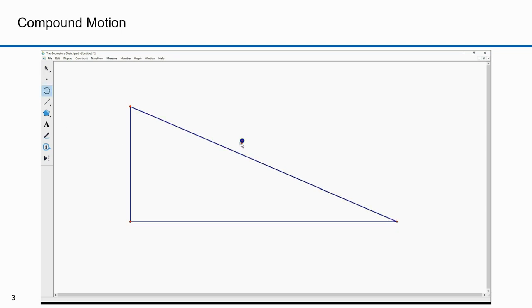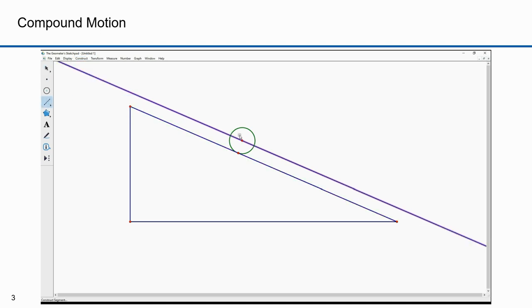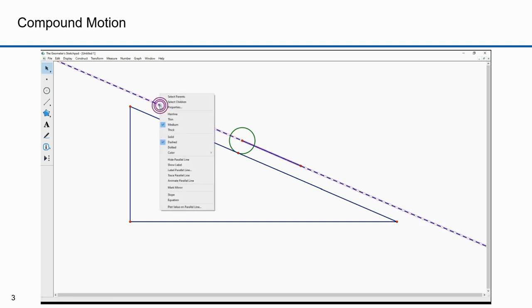I'll put a ball here, and then I want to construct a parallel line that goes through the center of the ball. And now I want to draw a segment along that parallel line, and this will be the direction of motion line.